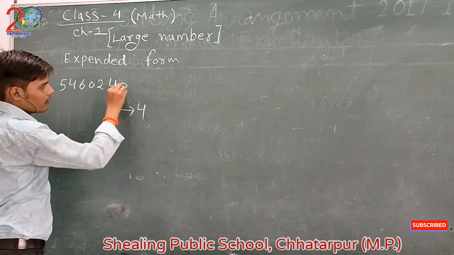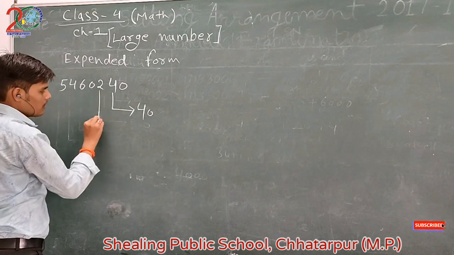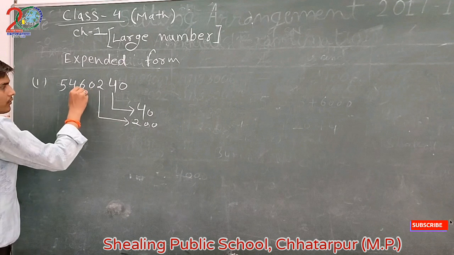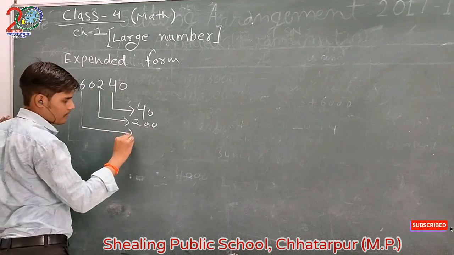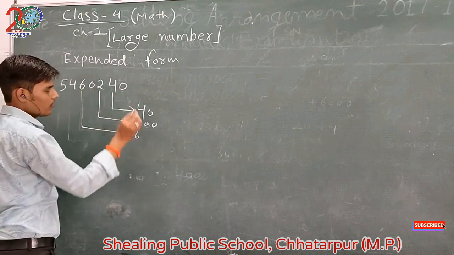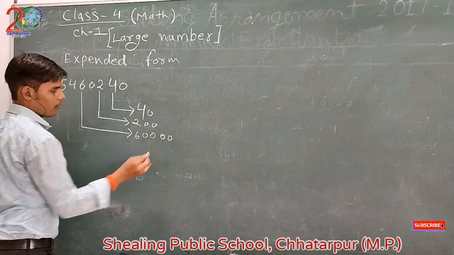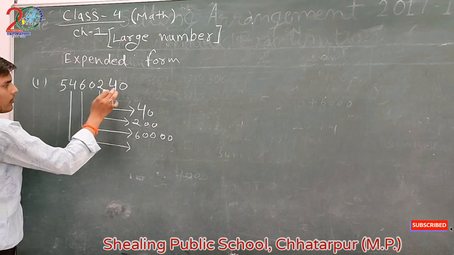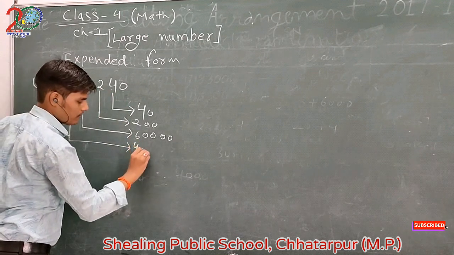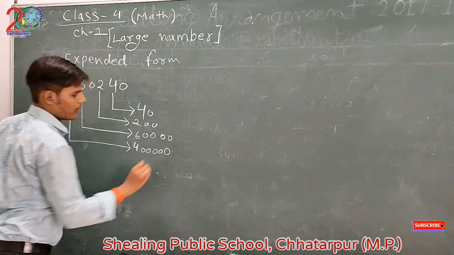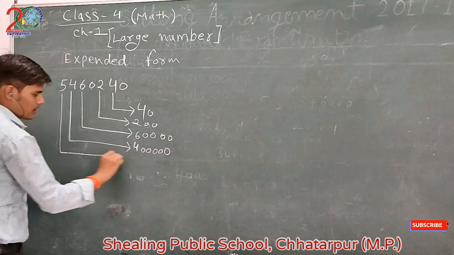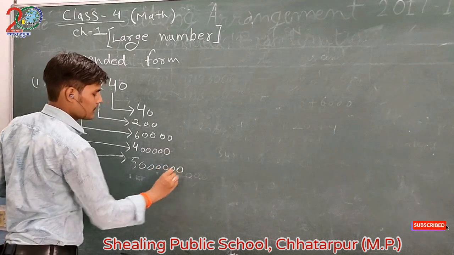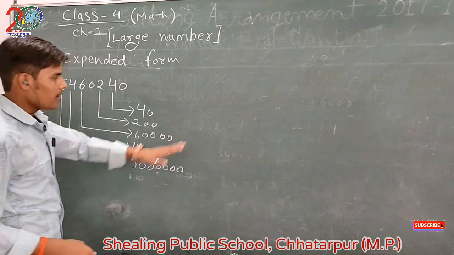After 4, one digit, so one 0. Then 2. After 2, 2 digits. Then 0, we don't take 0. We take 6. 6 and 1, 2, 3, 4 zeros. Then 4. After 4, 1, 2, 3, 4, 5. So here is 1, 2, 3, 4, 5. The last one is 5. So 1, 2, 3, 4, 5, 6. That's all. We write down this number in that form.